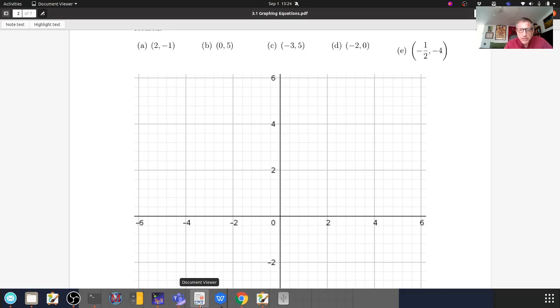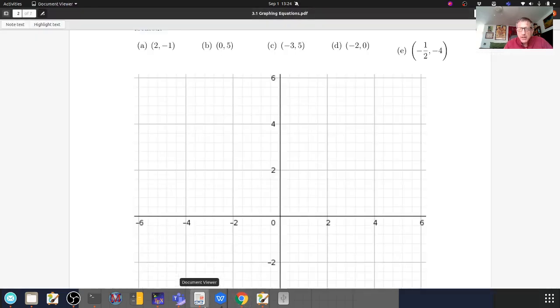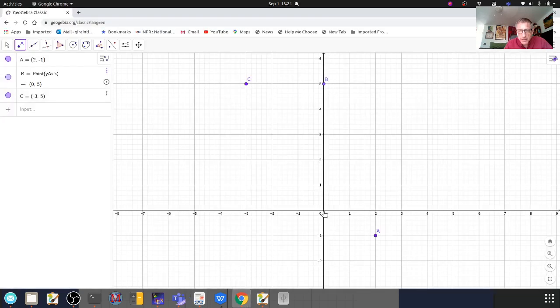And the last one, so -3 and 5, this is quadrant 1, this is quadrant 2, so C lies in quadrant 2. Now let's do -2 and 0. So here we find -2 on the x-axis, and we're at 0 on the y-axis. So this point right here is -2 and 0. It's not in any quadrant. It lies on the x-axis.